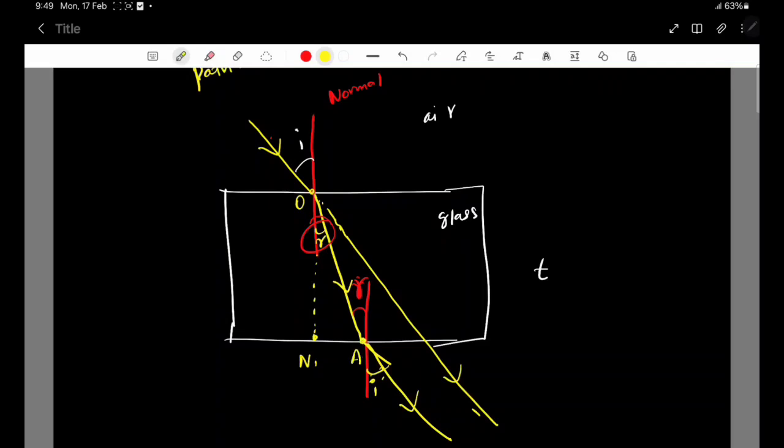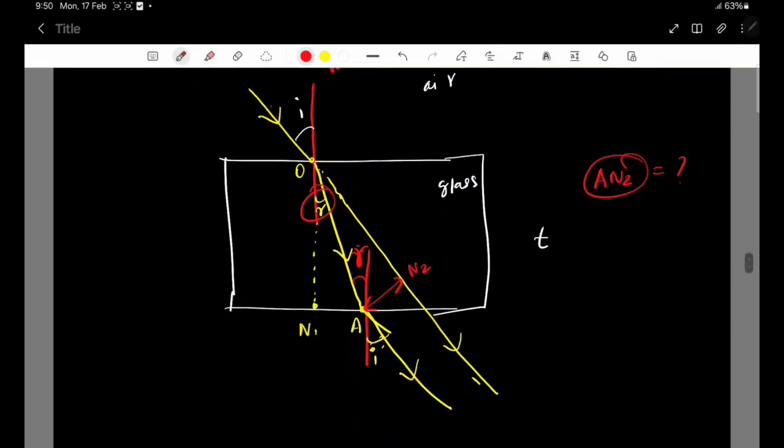So our task is we want to establish the lateral shift distance, which means the perpendicular distance between the two parallel lines is called the lateral shift. I can call this lateral shift distance AN2. So our task is we should find out this. How can we establish that? It is so clear that, consider this OAN2 triangle.